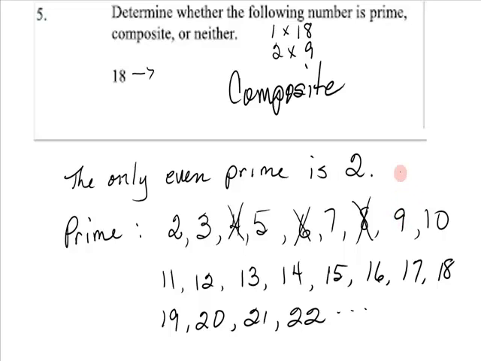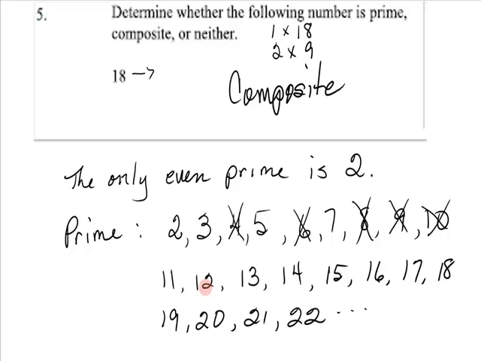Now 9, we kept 3, we kept 5, we kept 7, but 9, can you think of a way to get 9 other than 1 times 9? Well, yeah, 3 times 3, so it's not prime. It's a composite number. 10 is a composite number because it's even. 11, the only way to get 11 is 1 times 11. All right, so that was a prime.